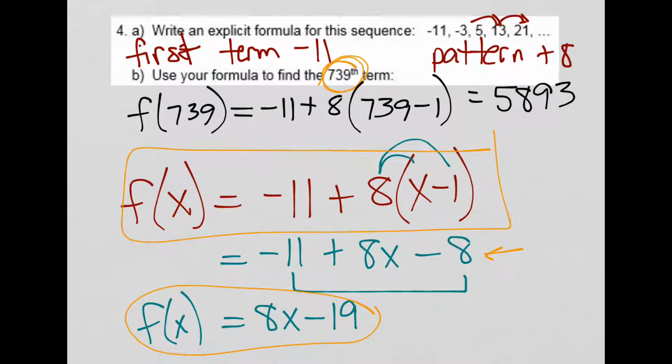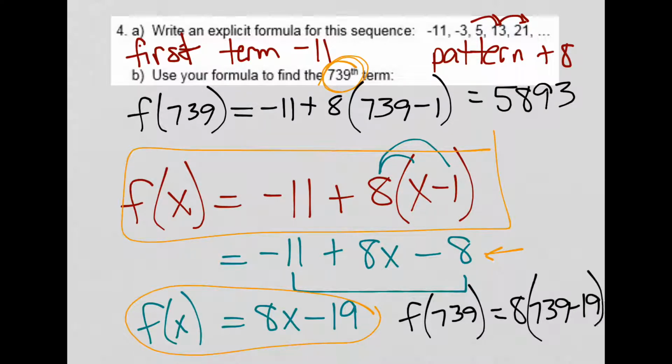Guess what? If you use the best formula down here, and you did f of 739 equals 8 times 739 minus 19, you know what you would get? Same thing, 5,893. So you can use that tool to come up with any term in a sequence that you want. Any one. You can jump right to it, just like flying in an airplane.